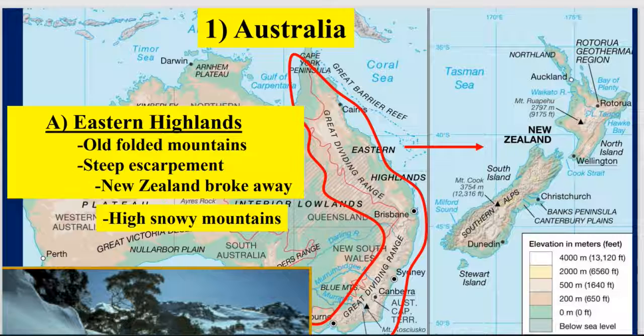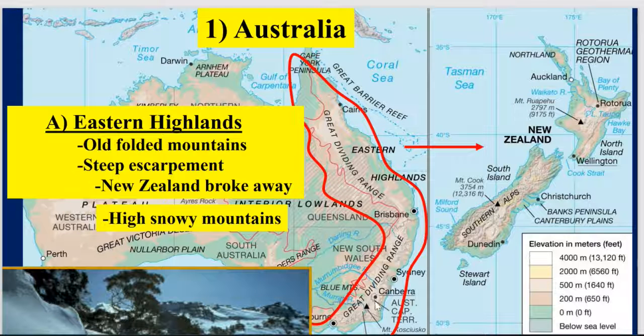Now we're looking at Australia and the topography. We have the Eastern Highlands. The Eastern Highlands are right here along the eastern coast. As you can see, the green are the lowlands along the edge. That's the coastal area. Then you have the mountains. The Great Dividing Range travels all the way down the coast.